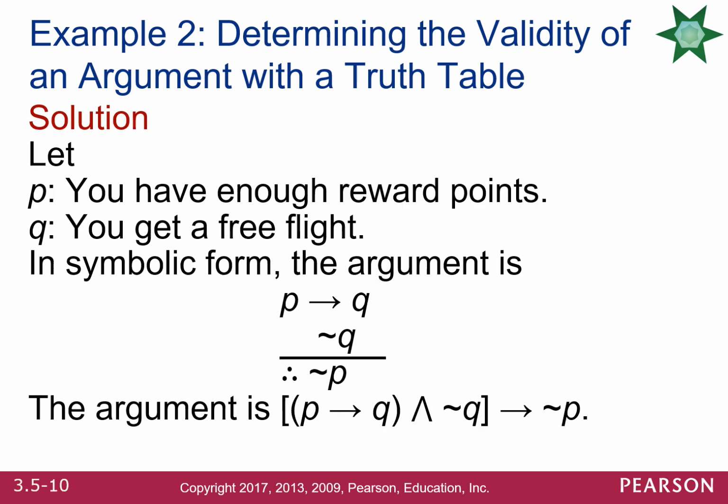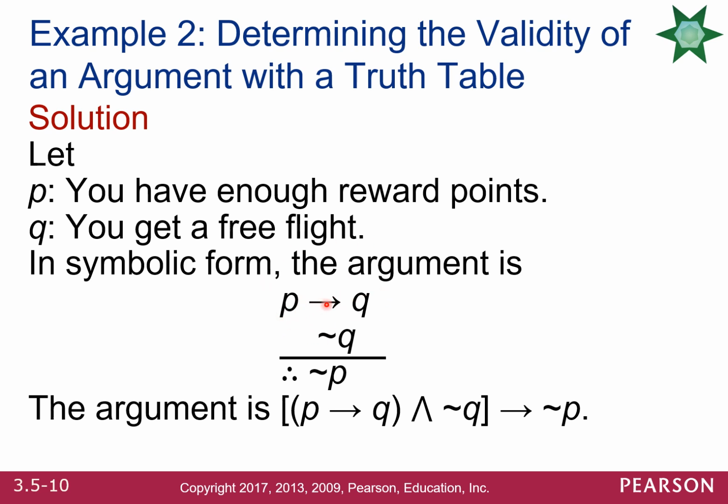All right. So here we have the solutions that they have given us, and let's see if that matches with the way we were approaching this problem. All right, so here they have broken up the premises into two individual simple statements. P represents you have enough reward points, and Q represents you get a free flight. All right, that's exactly what we had done previously. And then we are going to put each of those statements in symbolic form, which is if P then Q.